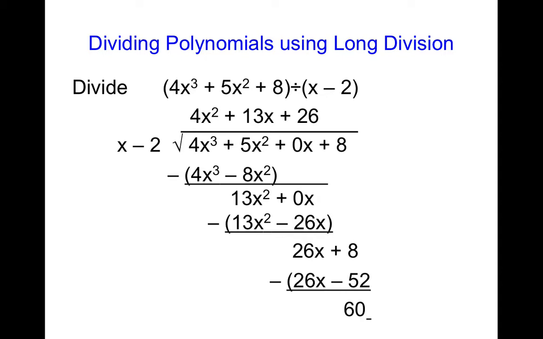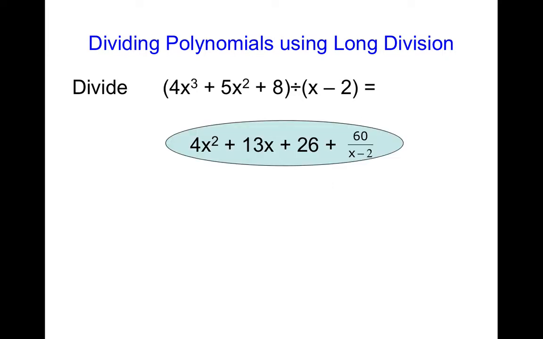Our 60 here is going to become our remainder, and the way that we write that is by writing 60 over x minus 2. So here's our long division. 4x cubed plus 5x squared plus 8 divided by x minus 2 gives us 4x squared plus 13x plus 26 plus 60 over x minus 2. Okay, now we're going to do the same problem using synthetic division.